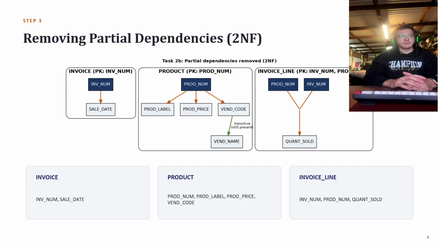To fix the partial dependencies, I split the table into three. An invoice table holding just inv_num and sale_date, a product table holding prod_num, prod label, prod price, and vend code, and an invoice line table which holds inv_num, prod_num, and quant sold, which links the other two together.